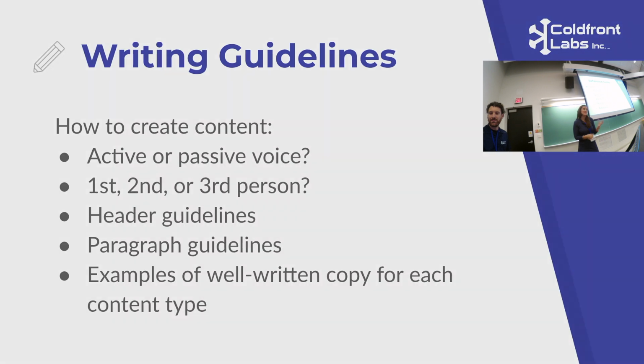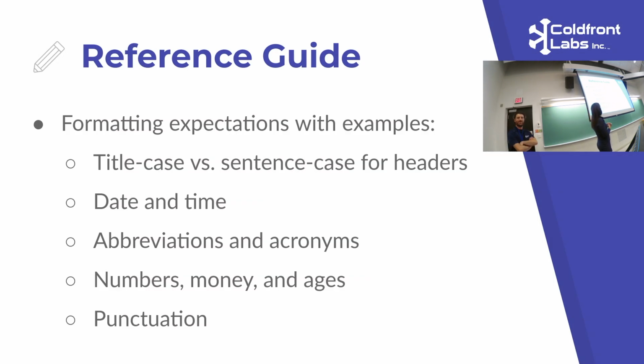And last but not least, as I mentioned, you have your reference guide. So you have your formatting expectations: date and time, abbreviations and acronyms and how those are supposed to be handled, numbers, money, ages. This is a big one in multilingual, right? Think about commas versus periods in decimals. Money symbols: in English they go in the front, in French they go at the end, and you establish all those. Punctuation: for example, I think it's University of Dundee, don't quote me on this one, but they have a no complicated punctuation rule.